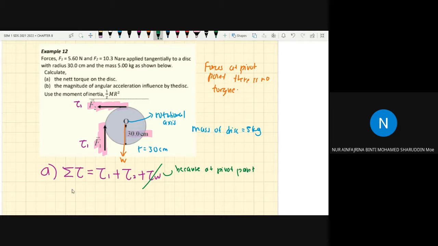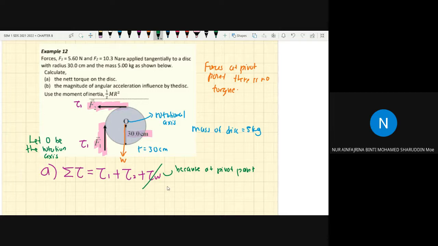Okay, because at pivot point. Itu je korang buat. And then let O be the rotation axis lah, sangat penting untuk tulis. Let O be the rotation axis. Okay, so far so good. Boleh faham ke? Boleh. Okay, korang dah faham kan kenapa Miss tak akan ambil weight of the disc ni? Faham, sebab dia dekat pivot point.